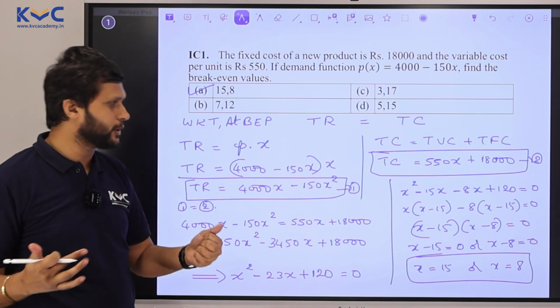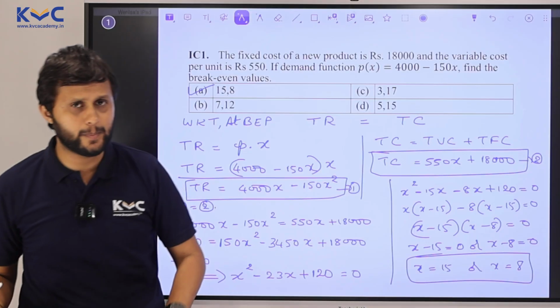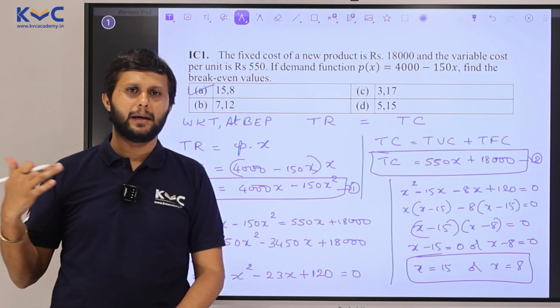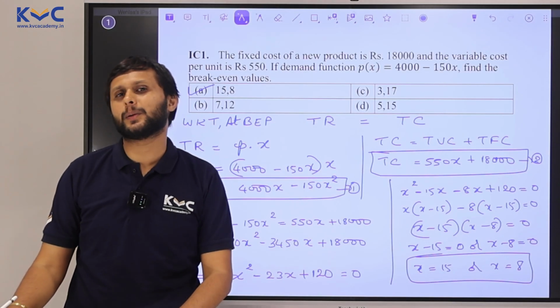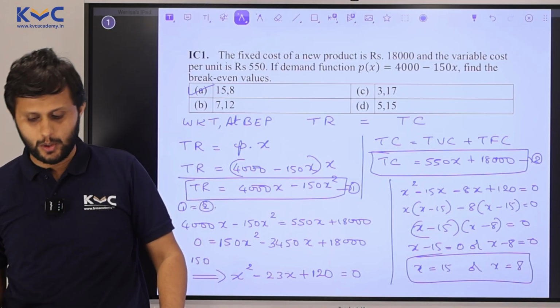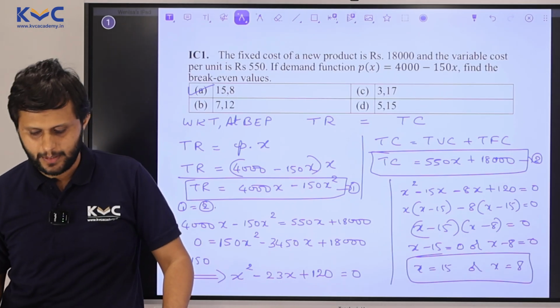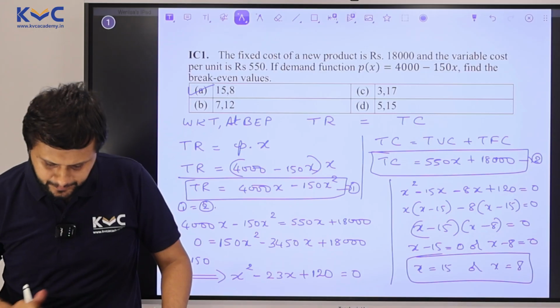Or else what you can also do is here only you can substitute these values in the left hand side, right hand side, and somehow make it match, because the time that is available for solving problems is very less. I hope that's clear. So all that we had to do in this problem was total revenue is equal to total cost. We'll move on to the next question.